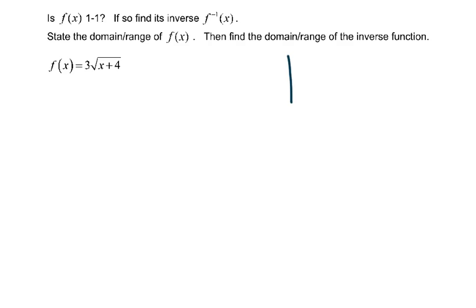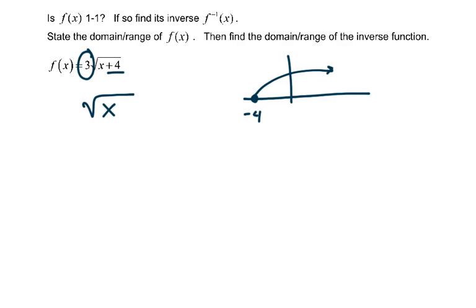So the first thing we want to know is, is the function 1-to-1? And you can type this in your graphing calculator, but what you're going to notice is that this is the graph of a square root function. That's my parent. The plus 4 means it's shifted left 4 units, and the 3 means it's stretched vertically. So if I shift this left 4 units, we'd be over here at -4 on the x-axis, and stretching it vertically by a factor of 3, that's going to make it 3 times as tall. So the graph looks roughly like this.